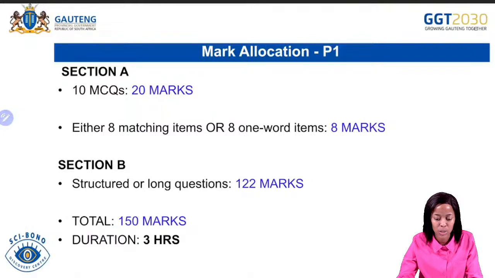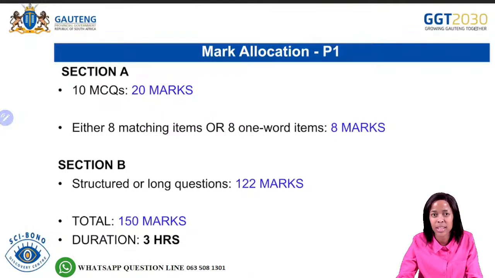21 marks. Just to remind you of the mark allocation regarding paper 1, we have two sections. Section A consists of 10 multiple choice questions with a total of 20 marks, and then either 8 matching items or 8 one-word items, which has a total of 8 marks. Then we have section B, which consists of structured or long questions and has a total of 122 marks.